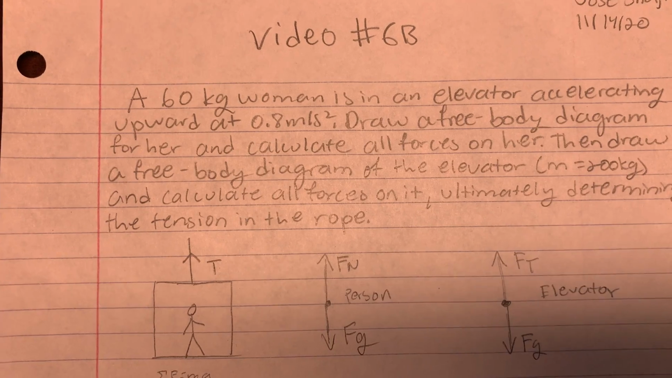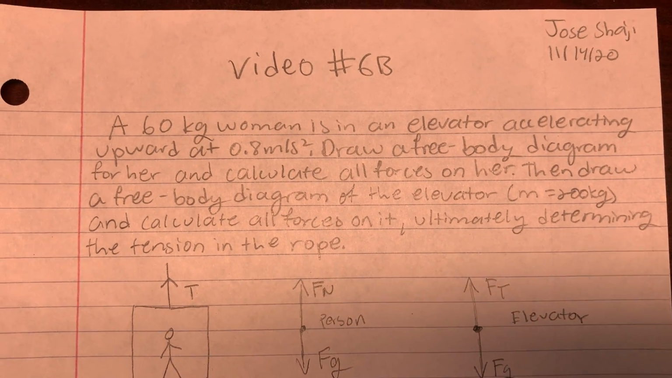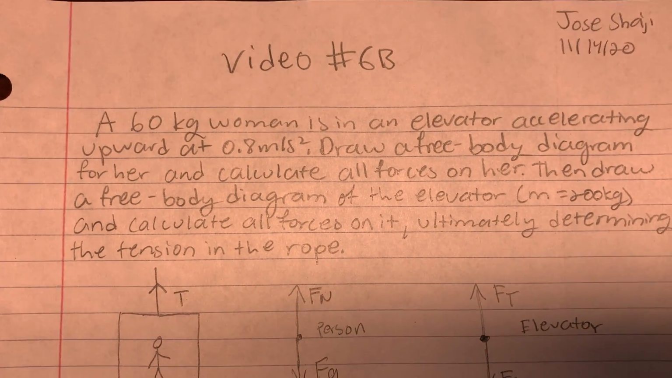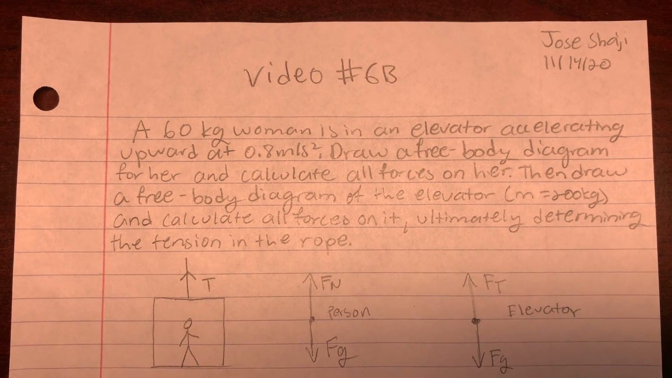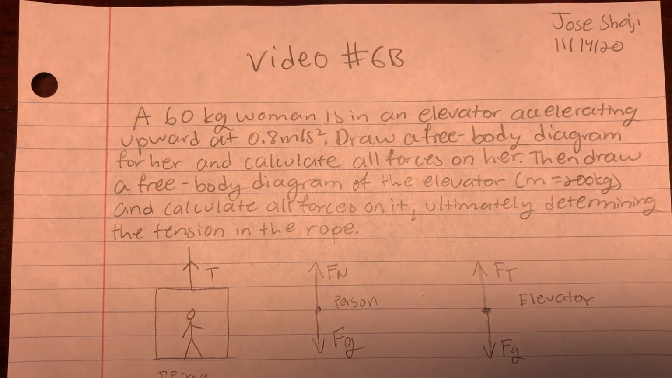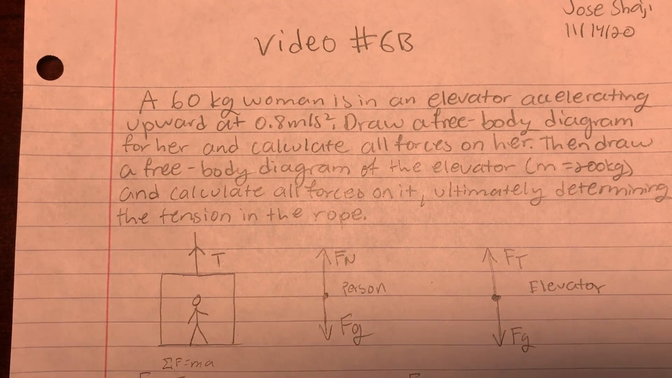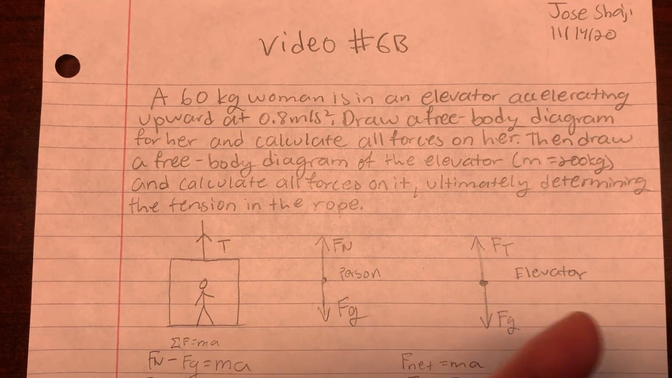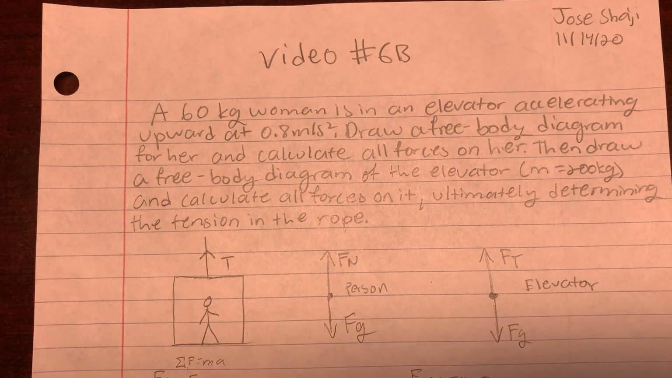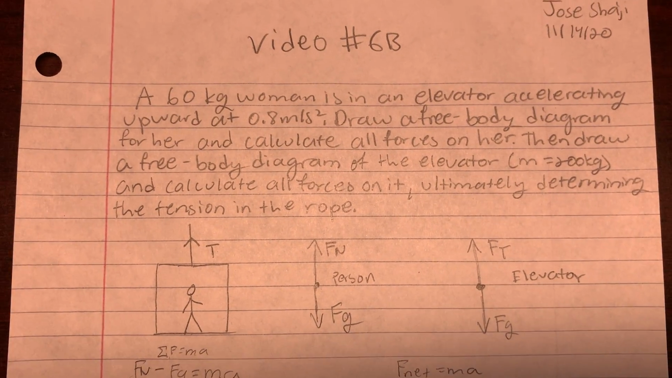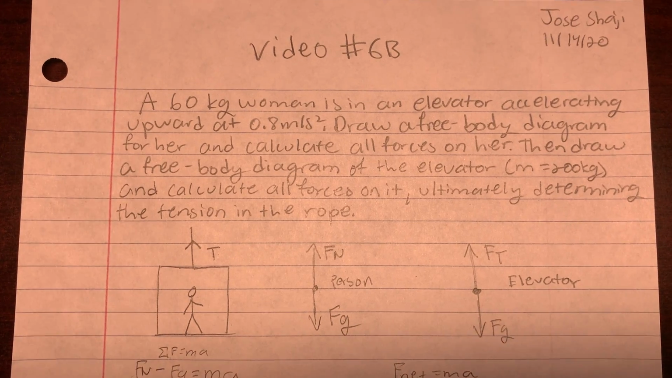A 60-kilogram woman is in an elevator accelerating upward at 0.8 meters per second squared. Draw a free body diagram for the woman and calculate all forces on her. Then draw a free body diagram of the elevator, which has a mass of 200 kilograms, and calculate all forces on it, ultimately determining the tension in the rope.